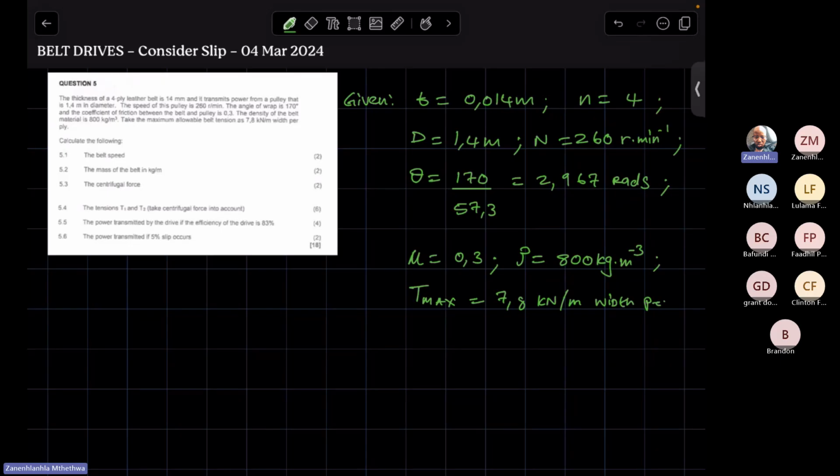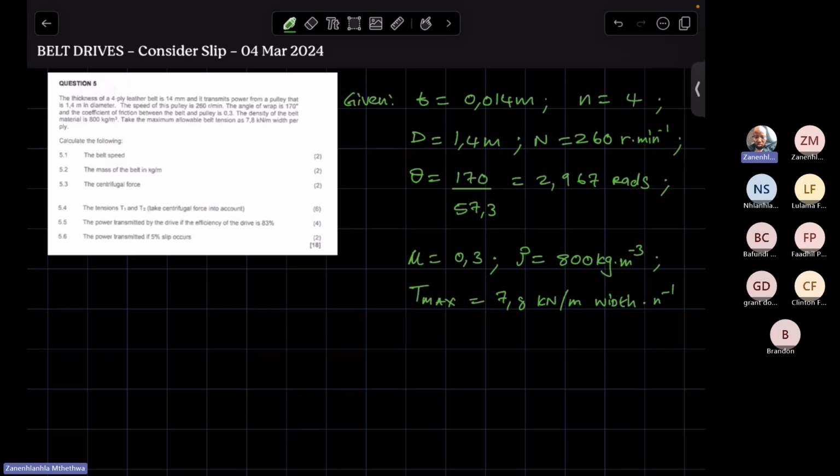Per ply. Well, let me just say per ply. So per n to the negative 1, right? So that is everything that we've been given. So now let us look at the calculations.